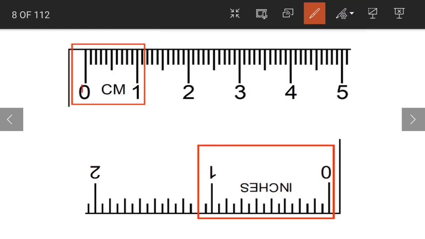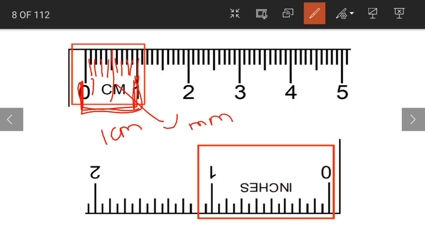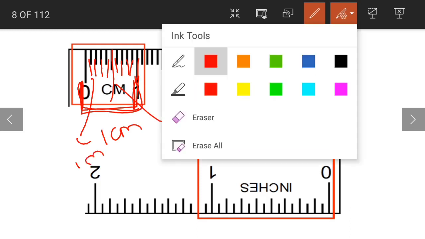Yes. And again if you observe carefully here, this is 1 centimeter. Yes or no? From here till here this will be 1 centimeter. Now this 1 centimeter is again divided into many small parts. How many? 1, 2, 3, 4, 5, 6, 7, 8, 9, 10. So each centimeter is further divided into 10 equal parts. Now what are these called? These are called millimeters. Each line is called 1 millimeter.